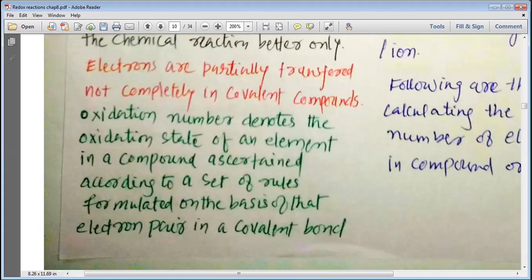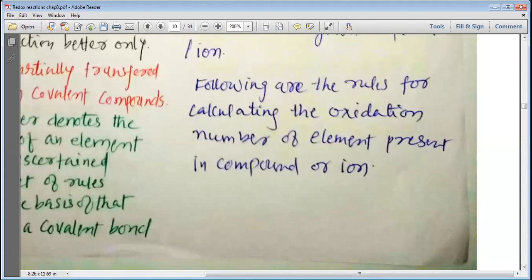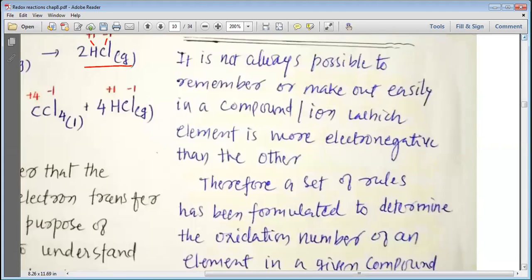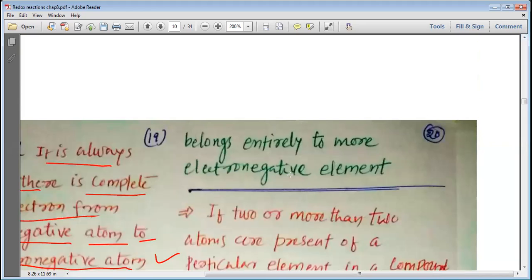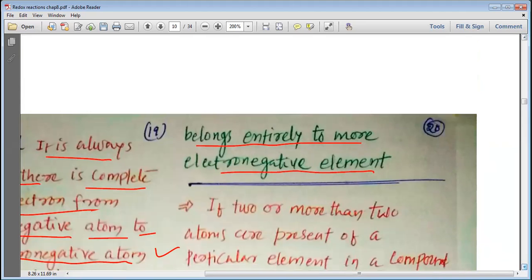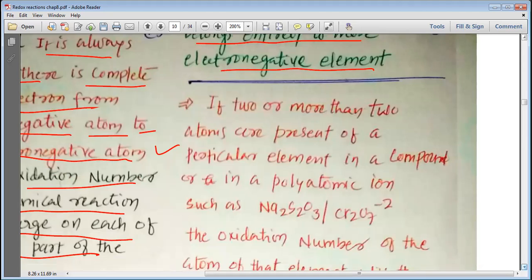So we give the oxidation number according to some rules that we are going to study, and these rules are formulated in such a way that we believe the electron pair belongs entirely to the more electronegative element. Whenever we give the oxidation number, we believe that the electron pair belongs to the more electronegative element, and we give this number according to some rules that we are going to study.